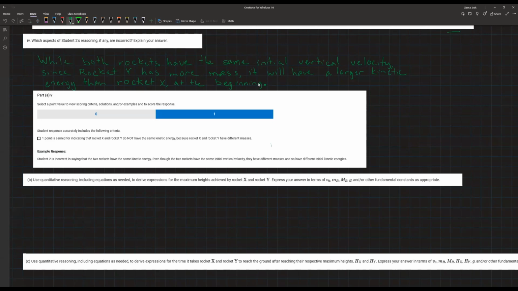Let me go ahead and copy their response. And since we are dealing with energy here, we should be thinking, okay, how can I approach this through energy? They keep talking about kinetic energy and this vertical displacement height. And so we should be thinking, oh, you know what? I think that the gravitational potential energy the rockets have at the end came from their initial kinetic energy.